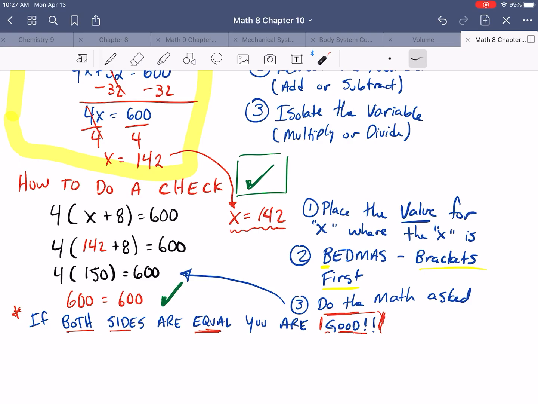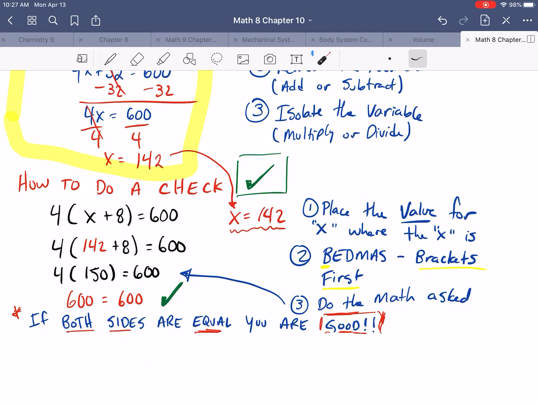So basically you just put the x where it's asking you to, do BEDMAS, and see if this side, 600, is equal to this side, 600. If both sides are equal, then the answer is correct. If both sides are not equal, the answer is wrong.